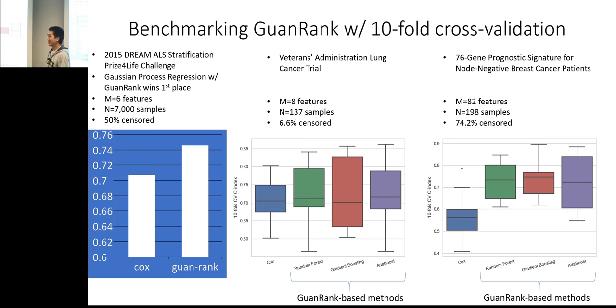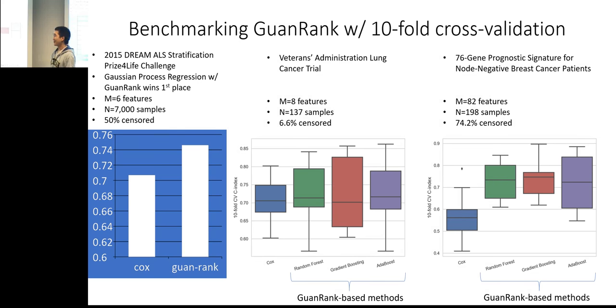All right. So, since I didn't want to reproduce her data because it was kind of a hot mess, I decided to look for other data sets out there. So here's another popular survival analysis data set, the Veterans Administration Lung Cancer Trial. This data set has 8 features, 137 samples, and 6.6% censored. And I can't really conclude whether one model is better than the other. I used GuanRank and combined GuanRank with 3 different regression models: random forest, gradient boosting, and adaptive boost, and they're all statistically within the range of each other. So you can't conclude if any one is better. So that's kind of a dead end. I'm pretty sad about that.